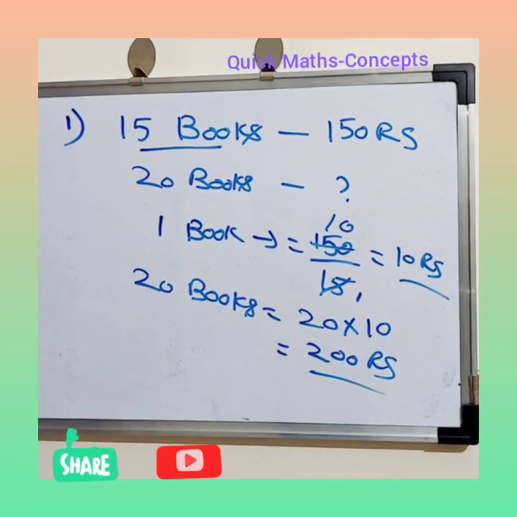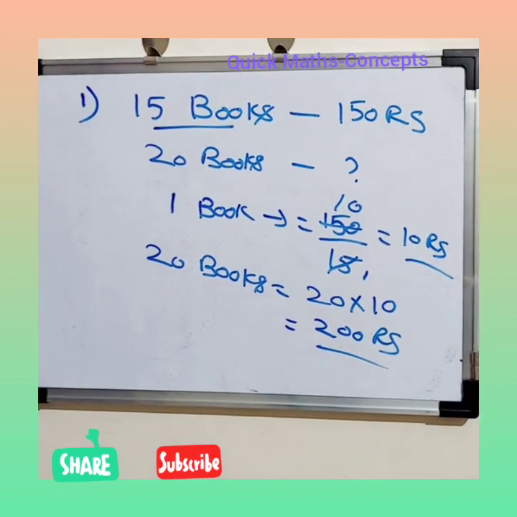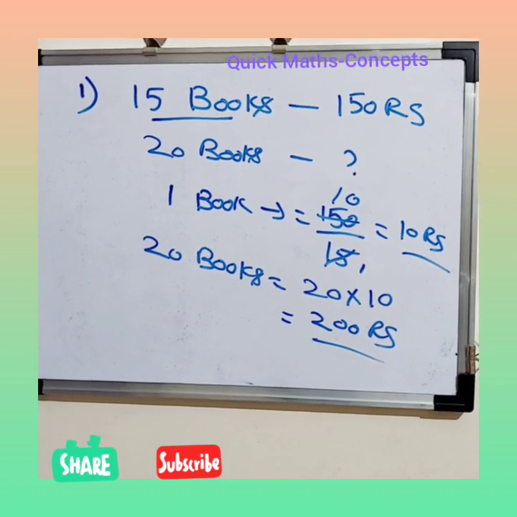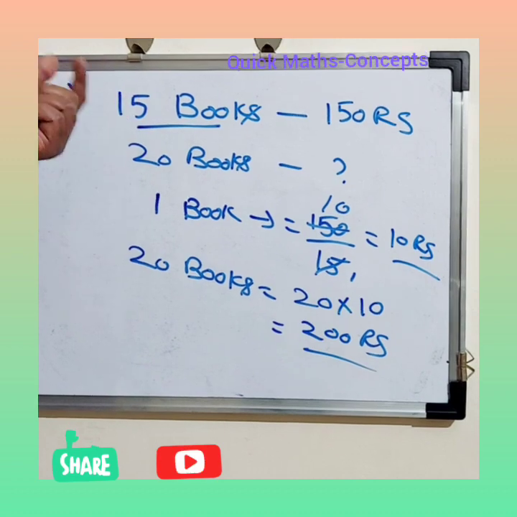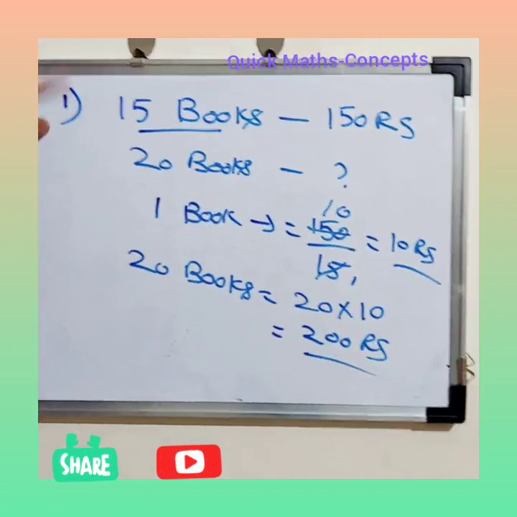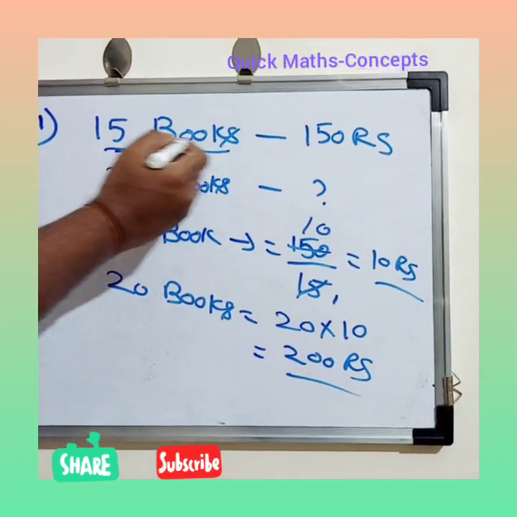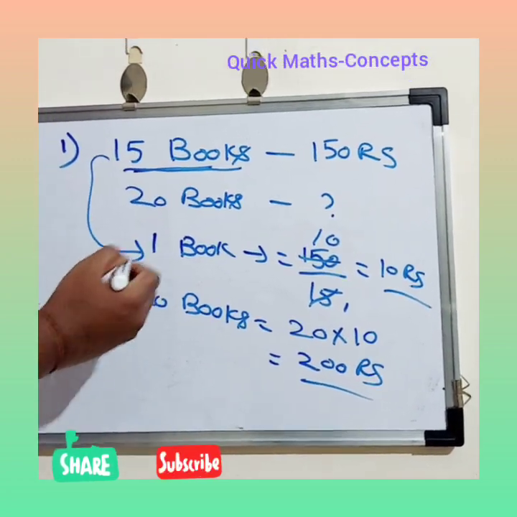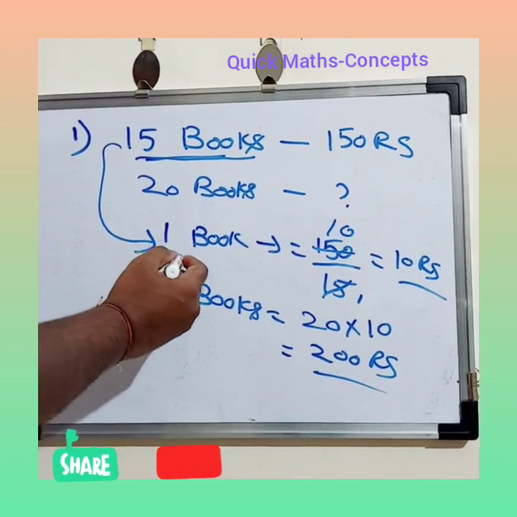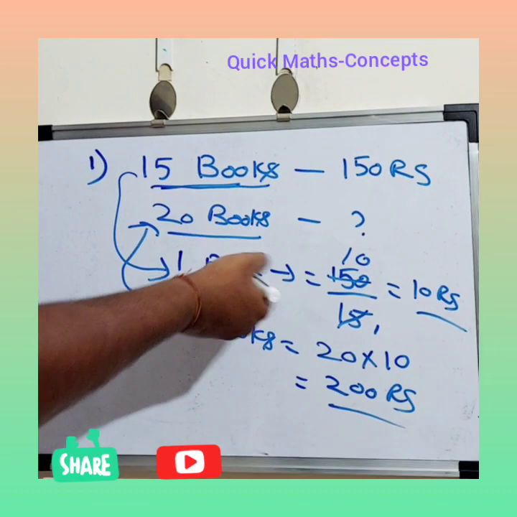Here we are using the logic called the unitary method. What is the unitary method? When the value of some group of quantities is given, first you find the value of one item. Here the cost of 15 books is given, so first you find the value of one book. From that, you find the value of another group.